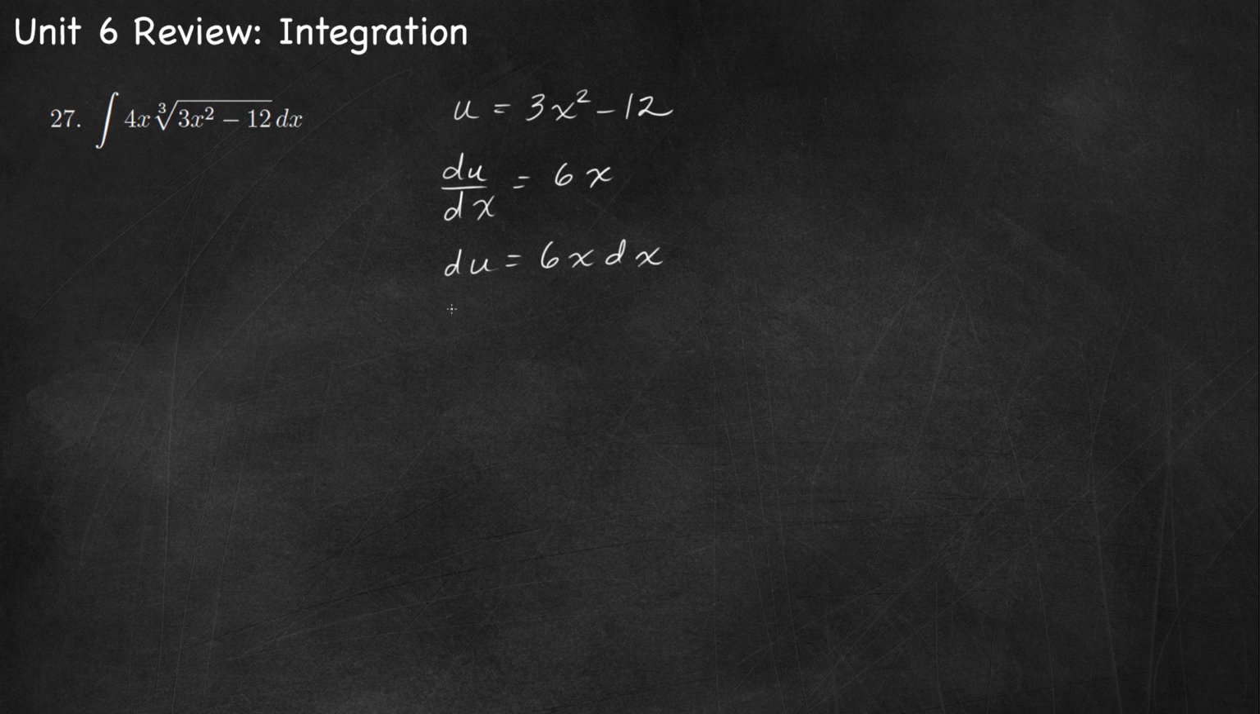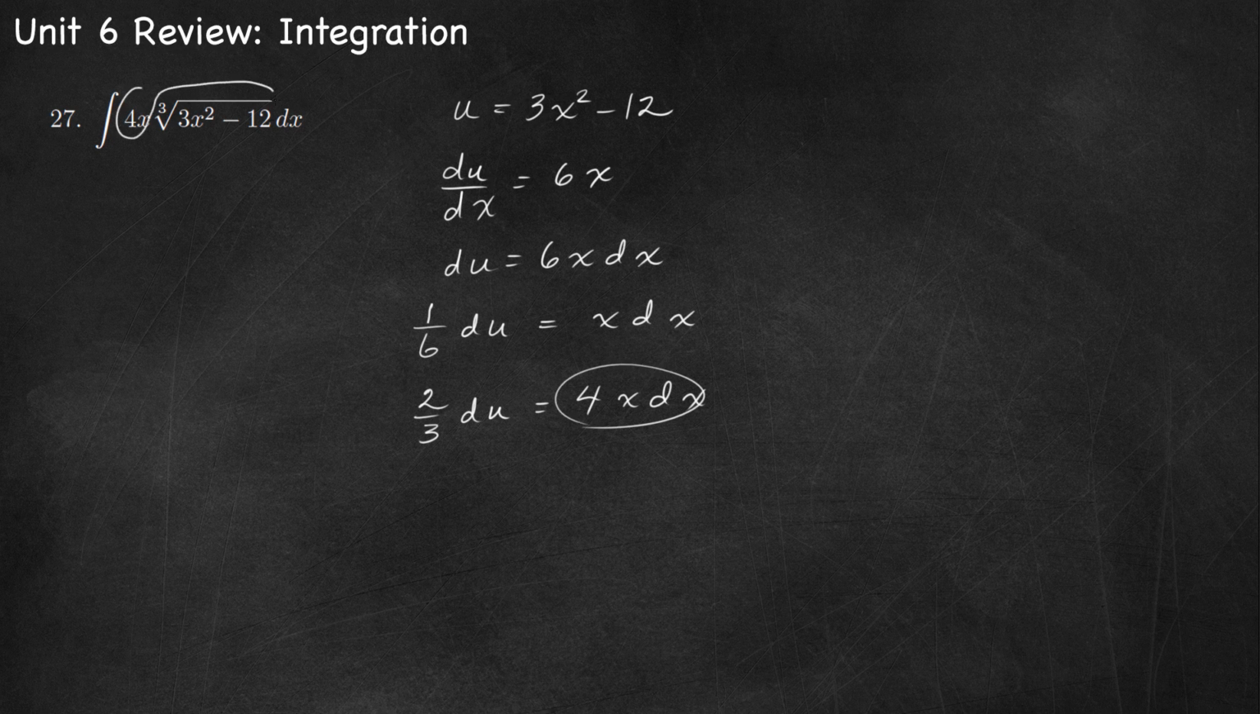I can divide both sides by 6. So I have 1 over 6 du equals x dx. And if I really want to get that 4 to match, now I can multiply both sides by 4. 4 over 6 reduces to 2/3. du equals 4x dx. So now my 4x dx, right here, can be replaced with 2/3 du.